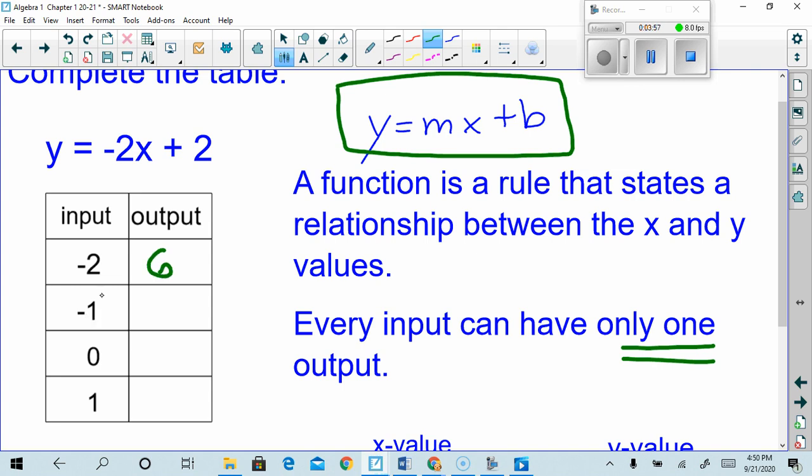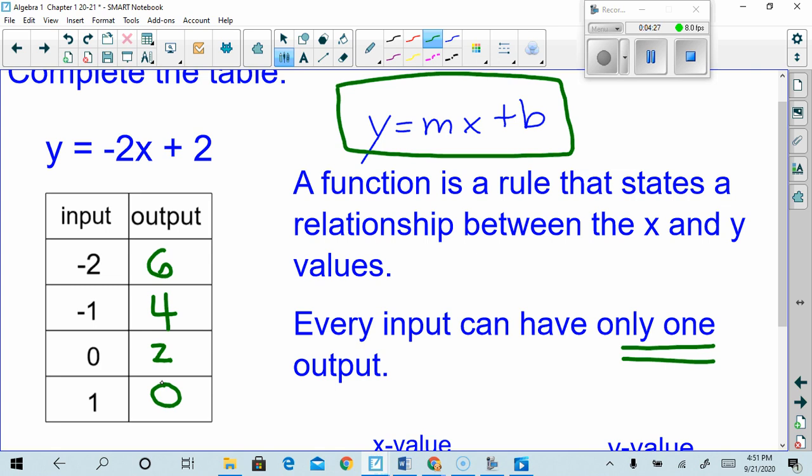Again, input a value. -2 times -1 is 2. 2 plus 2 is 4. Let's input 0 this time. -2 times 0 is 0. 0 plus 2 is 2. Input 1. -2 times 1 is -2. Anything plus its additive inverse is 0. We have now completed this table.